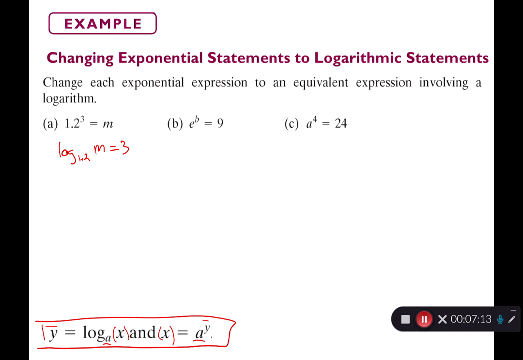In the second one, I put the log base e of 9 equals b. Remember, our exponent is always what it equals. That was the question we were trying to solve when I started this particular lesson. And for the third one, I have the log base a of 24 equals 4.